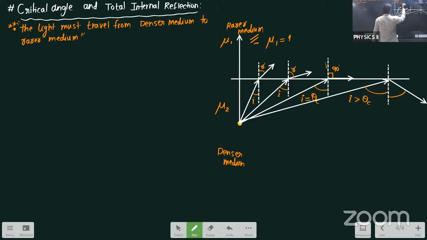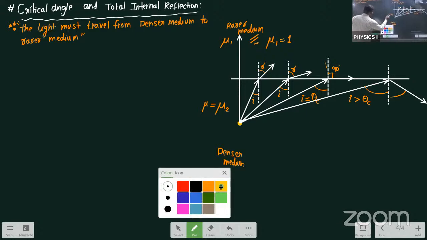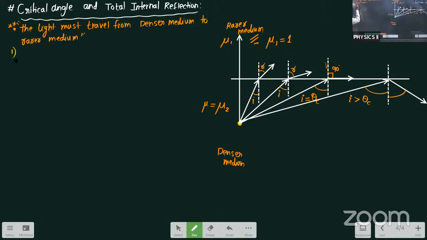Mu1 is equal to 1. Here the refractive index of medium 2, mu2, is mu. First of all, I'll be writing the definition for this, then I'll be writing one equation. Carefully see here. The first thing we are going to discuss is critical angle.